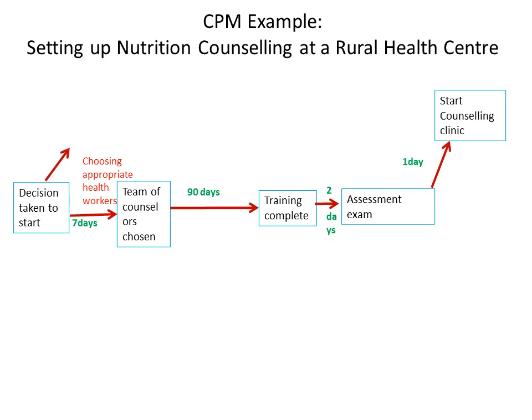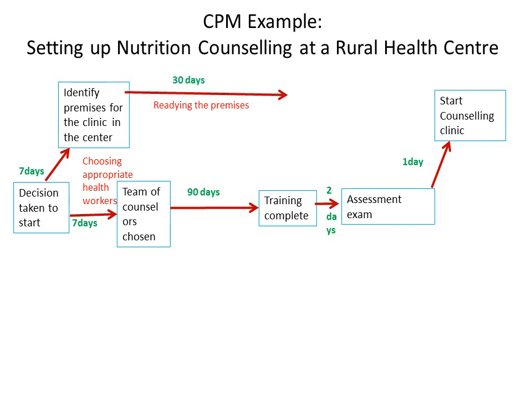Immediately with the decision, a team can be sent to identify the premises for the counseling clinic. In 7 days, they can begin their work, and once they identify, they can ready the premises within 30 days of civil work and all. Once the clinic is ready, with all the formalities complete in 5 days, counseling can begin.